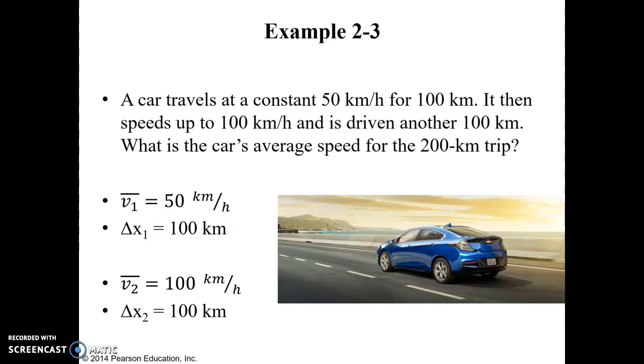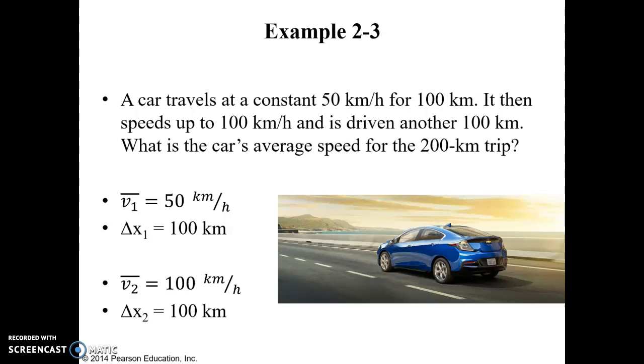So here's what a lot of students might think. They think, well, for the first half, you're going 50. For the second half, you're going 100. The average of 50 and 100 is 75. So the answer is 75 kilometers per hour. That's the average speed. But that is not correct. That is not really taking into account the definition of velocity and working it through. So let's see what happens when we do that.